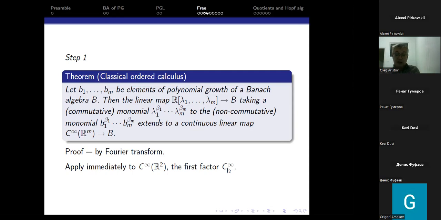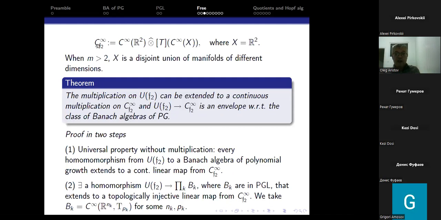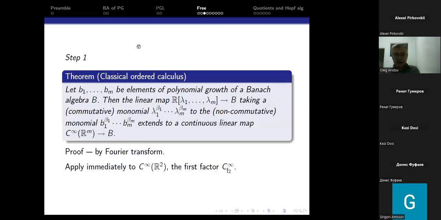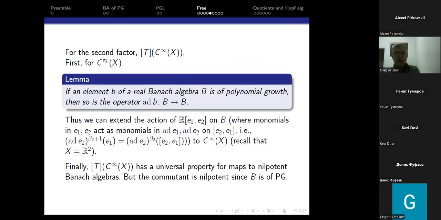And I recall the definition of the space S infinity of F2. So we have two factors. We can immediately apply the theorem to the first factor, S infinity of R2. For the second factor, we need a trick. First, we consider not the whole algebra T of S infinity of X, but just C infinity of X.